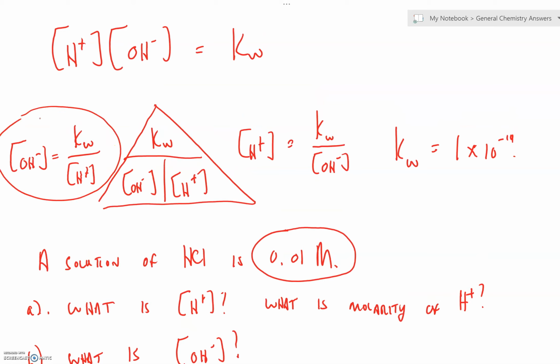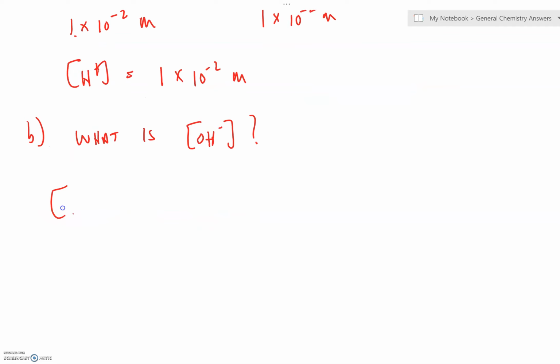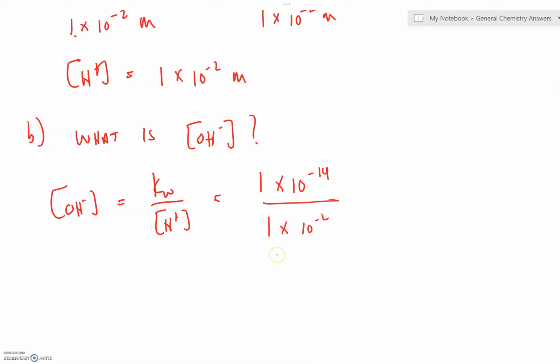OH minus is going to equal Kw over H plus, and you already know Kw, 1 times 10 to the minus 14th. So OH minus is going to be equal to Kw over H plus, which you already know. So you already know both of these things. 1 times 10 to the minus 14th over 1 times 10 to the minus 2. Or if you want to keep it in regular notation, that works fine too. 0.01 molar.